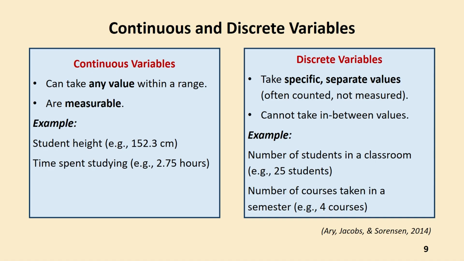Example, number of students in a classroom. You can never have 5.5 students in a classroom. So, think over this. You will definitely have a finite number, 25, 10, 1, 3, 6, whatever you have. Number of courses taken in a semester, again a similar situation, 4 courses. So, this is how we differentiate between continuous variable and discrete variable.